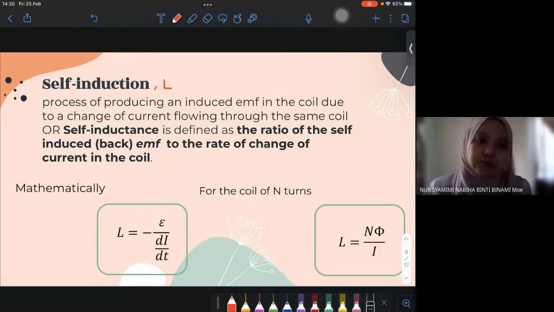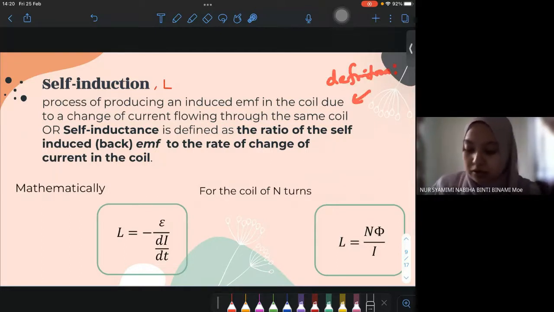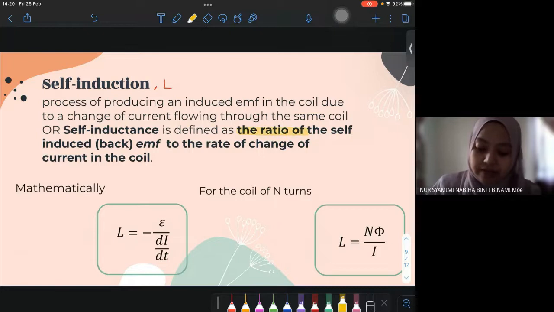So self-induction simbolnya ialah capital L. Dia ialah process of producing an induced EMF in the coil due to a change of current flowing through the same coil. Ini dia punya definition yang pertama. Or it is also known as self-inductance, defined as the ratio of the self-induced EMF to the rate of change of current in the coil.